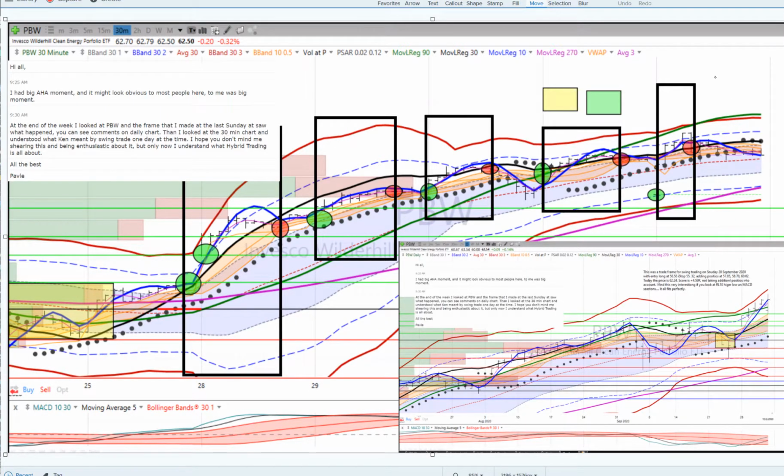So the piece I want to highlight is Pavel's note in his learning journal, which I copied from the chat room. His big aha moment might look obvious to most people here, but to me, it was a big moment. Anytime you go through that barrier, you get through the curtain and see the other side, it's an amazing moment. "At the end of the week, I looked at PBW and the frame that I made and saw what happened. And I looked at a 30-minute chart and understood finally what Ken meant by swing trading one day at a time. I hope you don't mind sharing this and my being enthusiastic about it. But now, and only now, do I understand what hybrid trading is really all about."